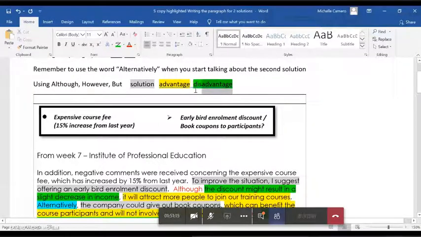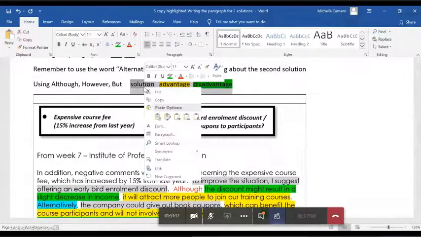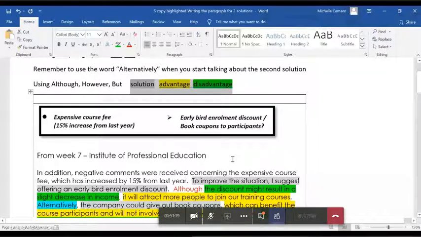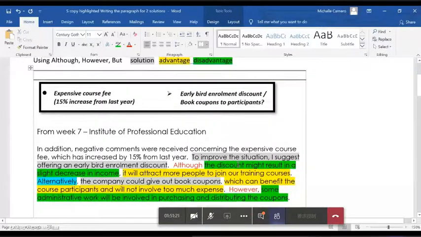Sorry, students. Oh, no, we're not done. This is the other thing. I want to talk about words that they used.